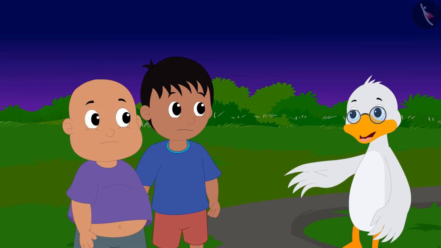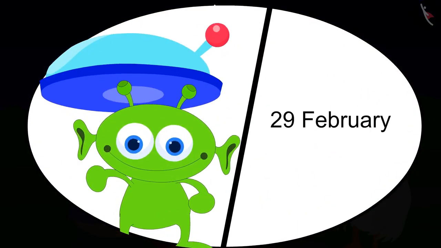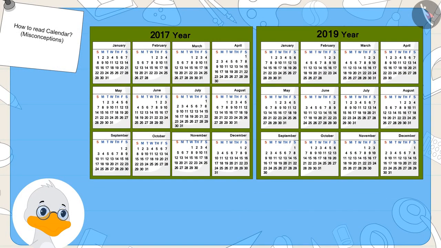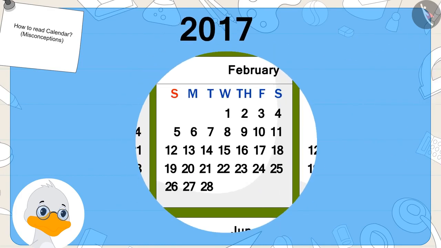When he asked Raju and Bablu the reason for their sadness, Bablu told them that he would come to meet them every 29th February. But he did not come to meet them today. Uncle explained to Raju and Bablu that every year the 29th does not come in the month of February. There are only 28 days in February every year.